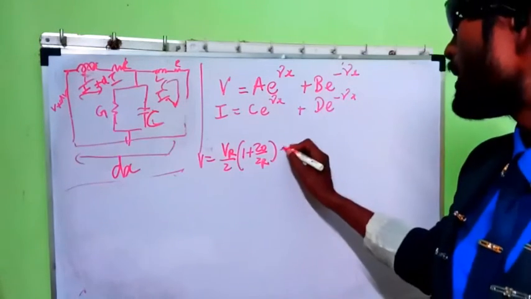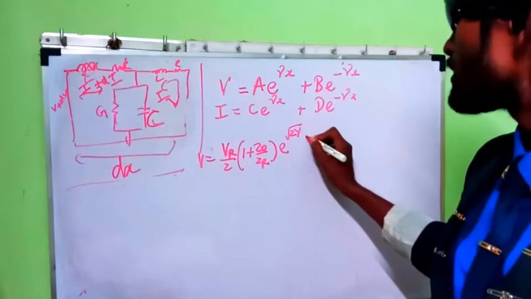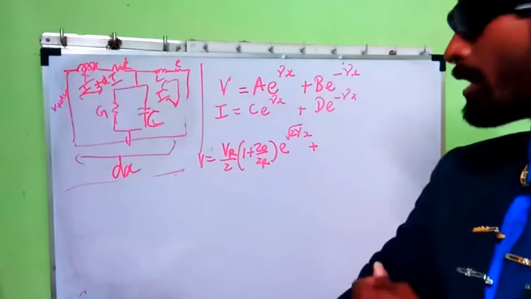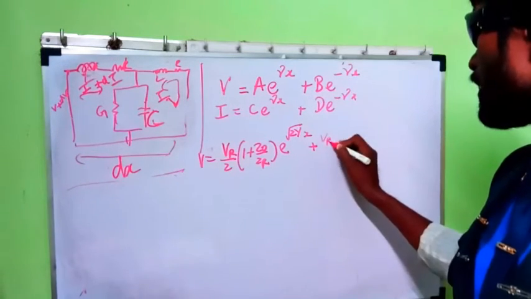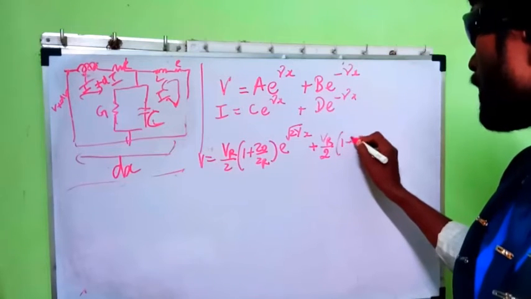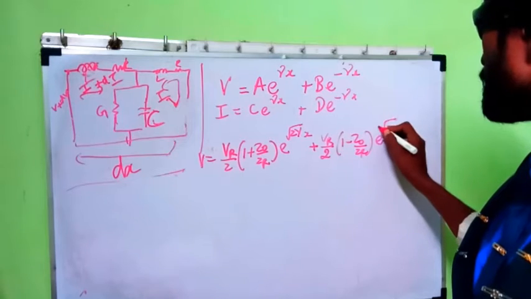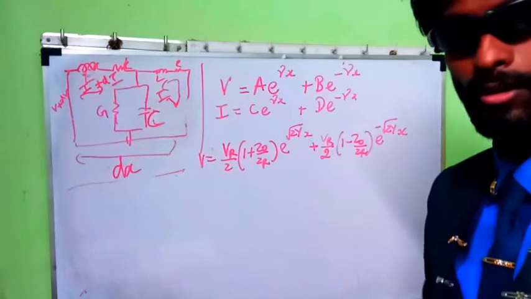And afterwards, e power, what's psi? e power root of zy, you know, e power zy, into x. And afterwards, what is B? B is the same thing, but there'll be a minus for B. So V R divided by 2 into 1 minus Z naught divided by Z R into e power minus root of zy into x. That's all, right?